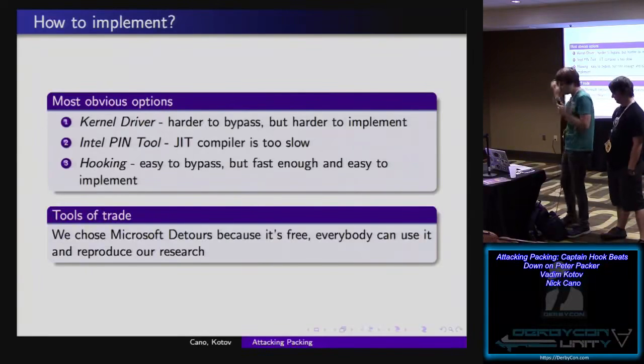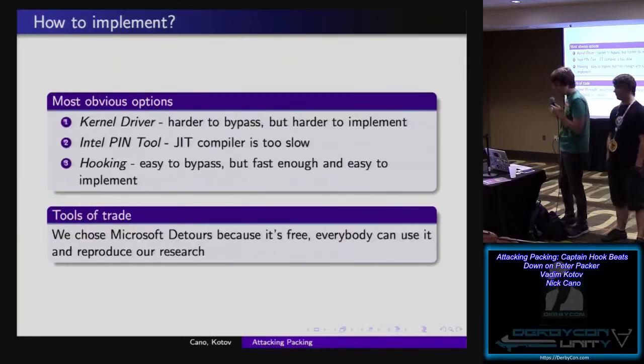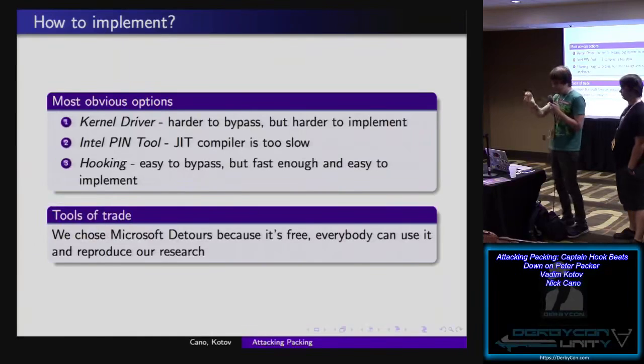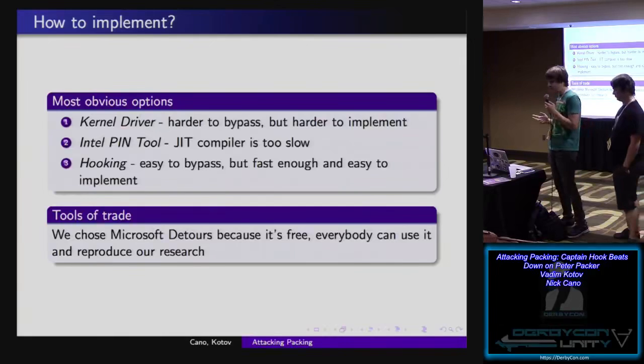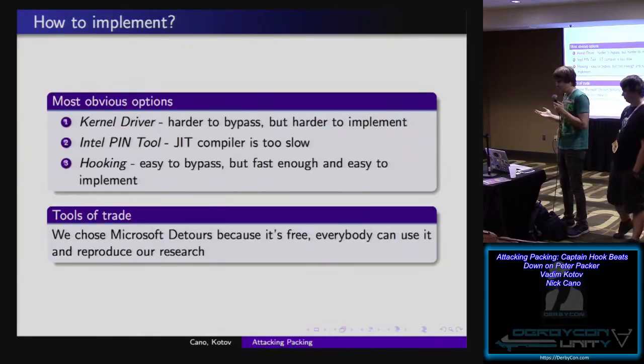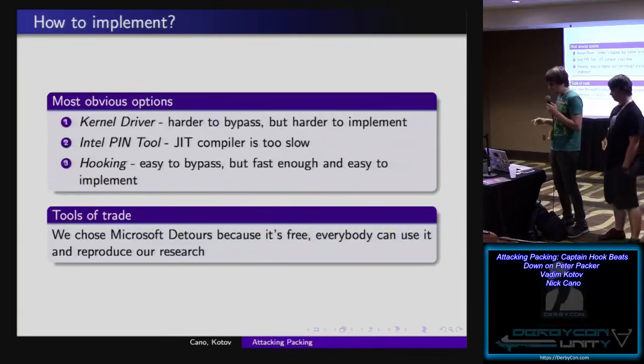Then another way to do that is Intel Pin Tool, which is an interesting thing. It's a just-in-time compiler that basically compiles every instruction and then executes them. It's very powerful and kind of non-intrusive, really, but it's really slow. So the point of the generic unpacker is to make malware analysis faster, so we didn't want to go with that.